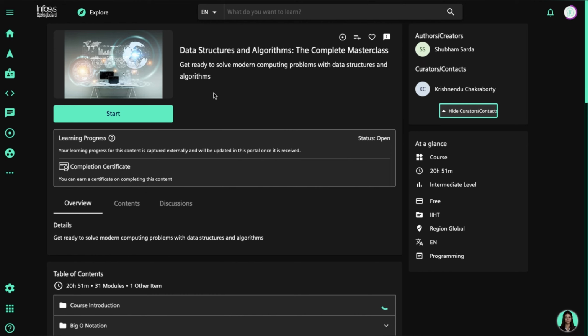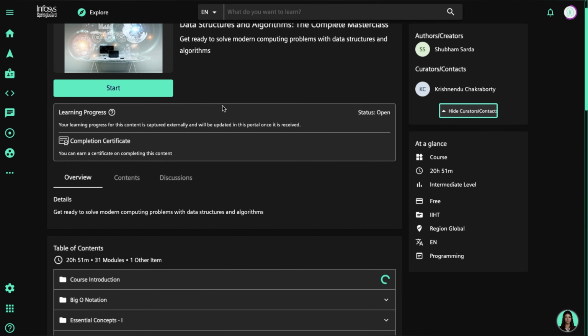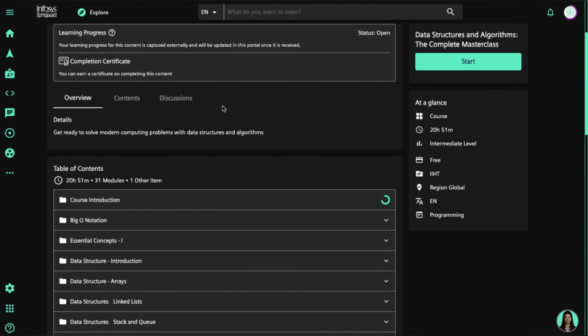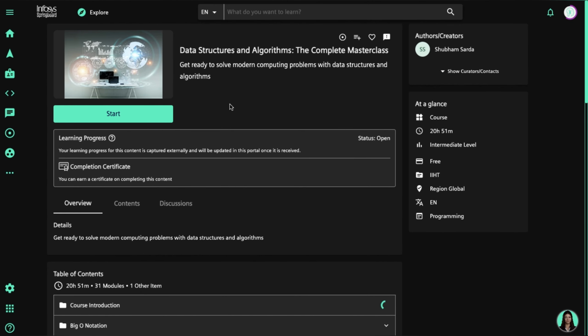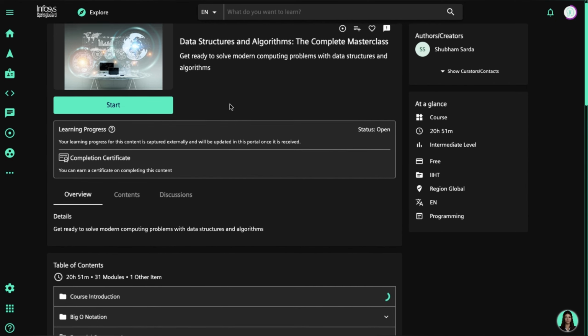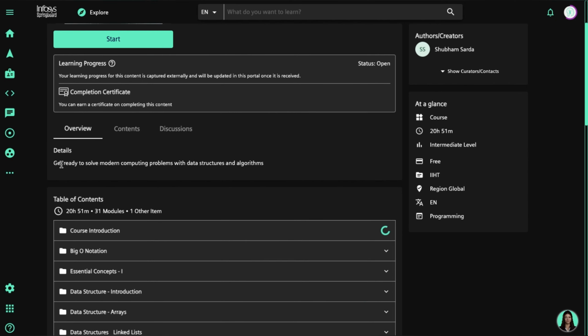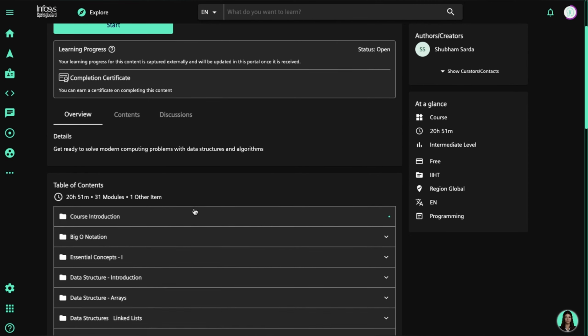Get ready to solve modern computer problems with the data structure and algorithm. Data structure and algorithm gives us an opportunity that helps us in a very simple way to solve real life problems in coding scenarios. So this is about the data structure, and you will learn in detail. Get ready to solve modern computing problems with the data structure and algorithm.